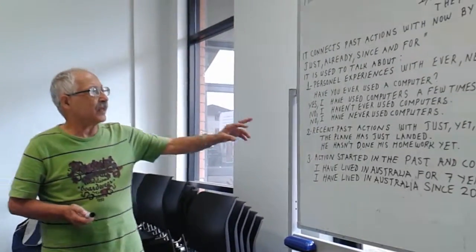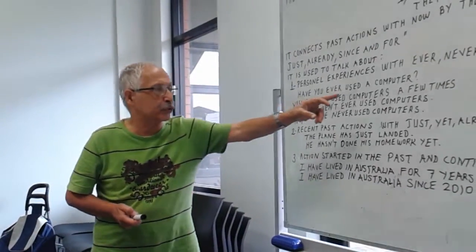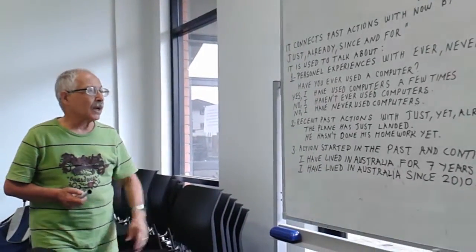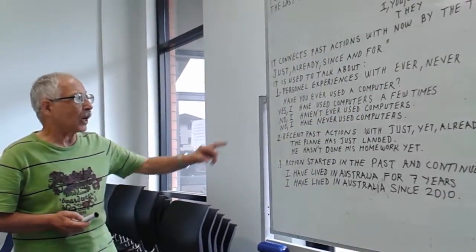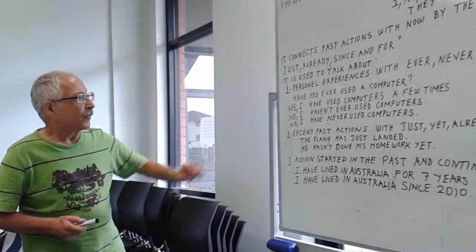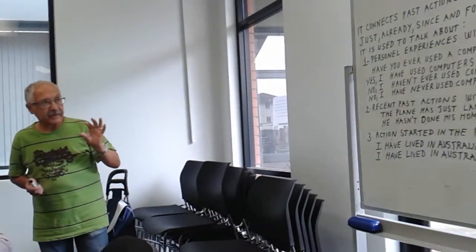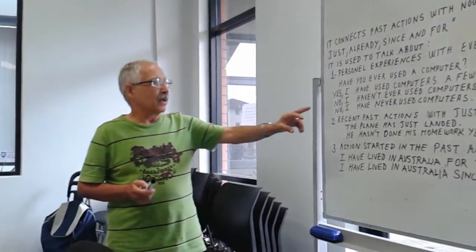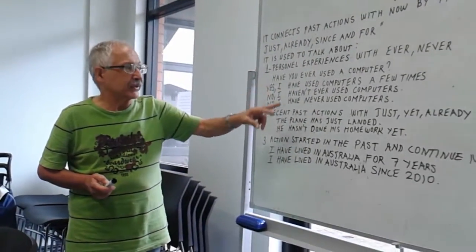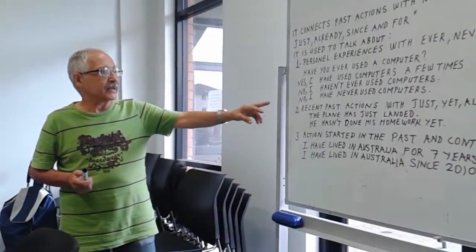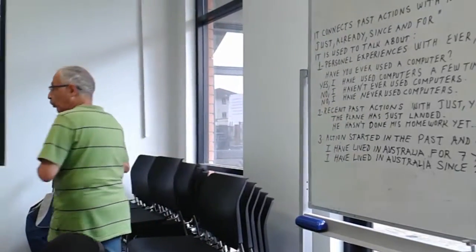This is what it means. And we have two answers to this question. Yes, I have used computers a few times. No, I haven't ever used computers, or I have never used computers. Now, if you look at that, we have two negative answers. In the first answer, we use ever and use not: I haven't ever used computers. In the second answer, we use never, but we didn't use not.